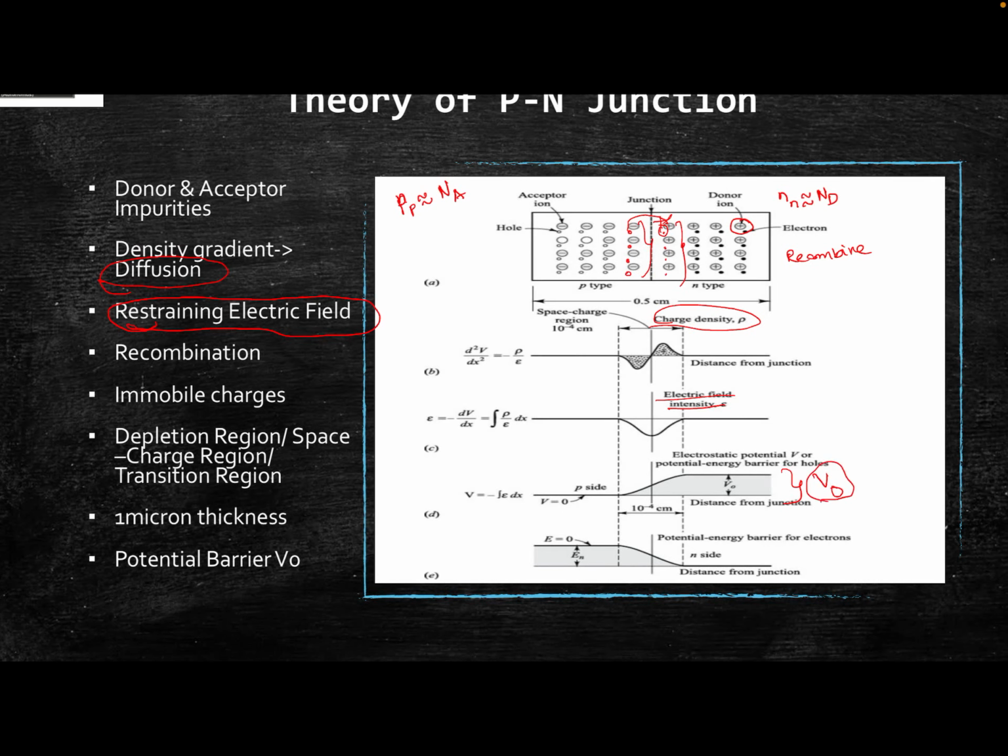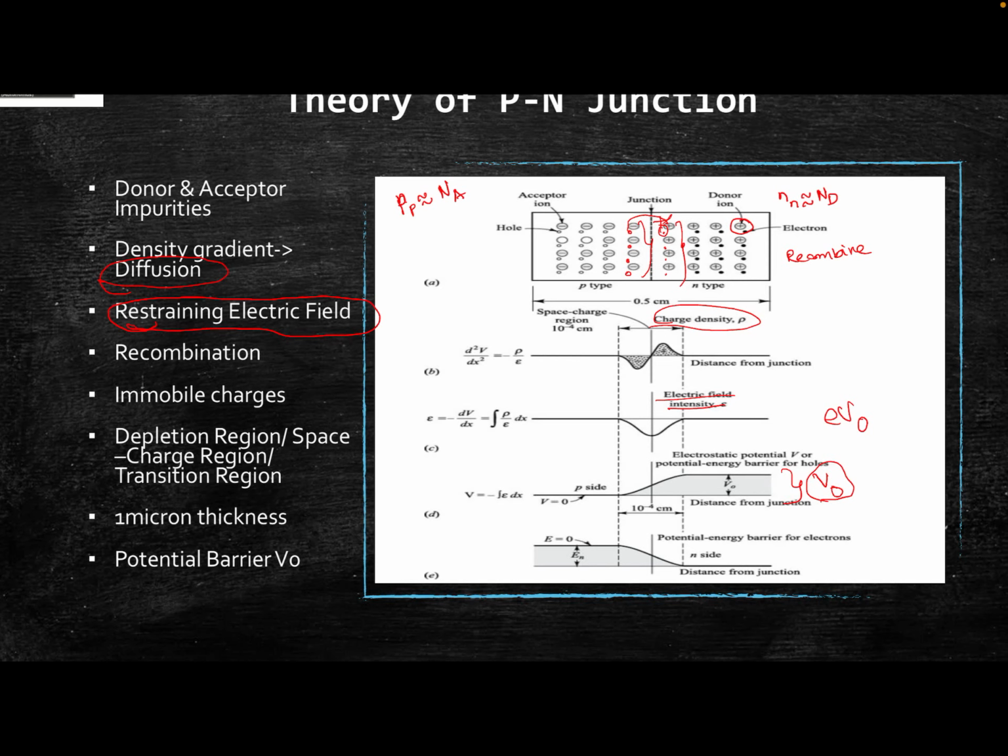By barrier I mean that unless the potential of the holes is raised by an amount of V0 volts, they cannot cross the junction. Similarly, unless the electrons are given a potential of V0, they cannot cross the junction and move from the n side to the p side. In energy terms, unless they are provided eV0 units of energy, they cannot cross the junction anymore.